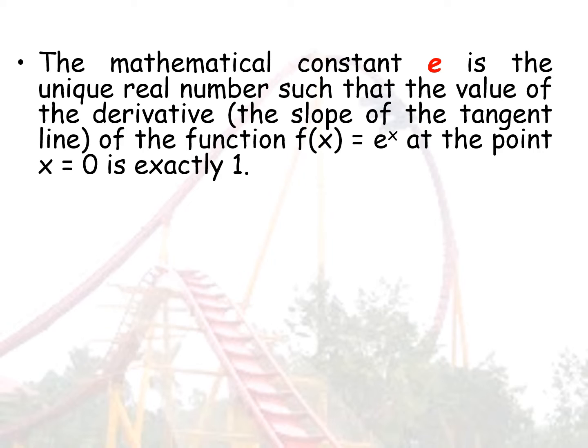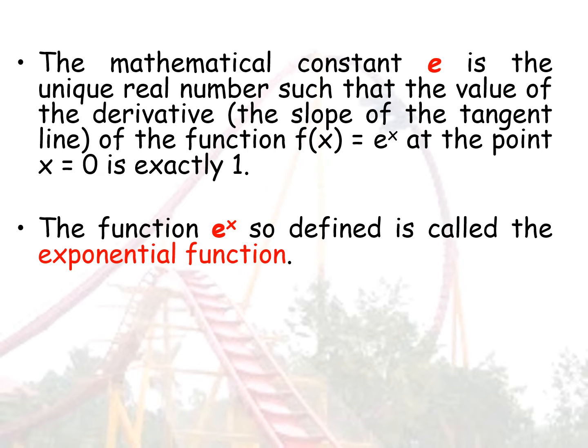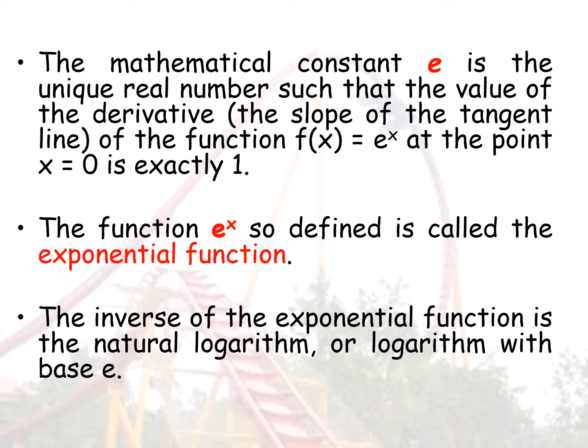The mathematical constant e is the unique real number such that the value of the derivative, the slope of the tangent line of the function f of x equals e to the x at the point x equals 0, is exactly 1. The function e to the x, so defined, is called the exponential function. The inverse of the exponential function is the natural logarithm, or logarithm with base e.